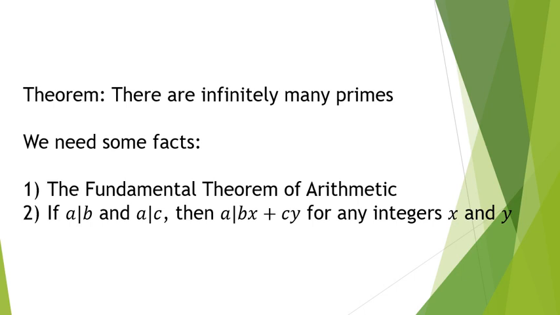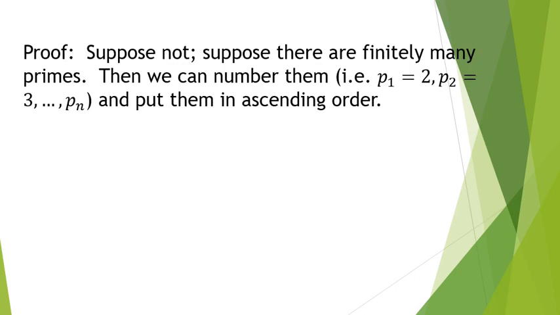So here we go. Here's the proof. The theorem, again, there are infinitely many primes. And we're going to prove this by contradiction. We're going to suppose that there are finitely many primes, and we're going to show that we lead to a contradiction in our reasoning and a contradiction in our logic.